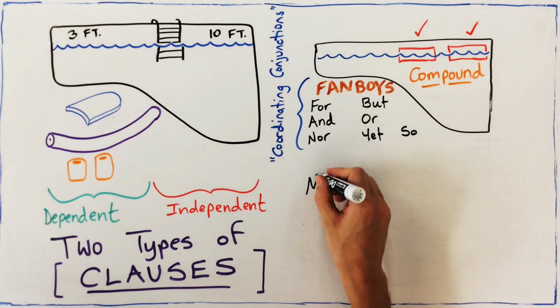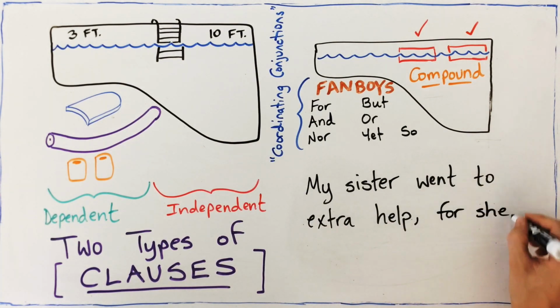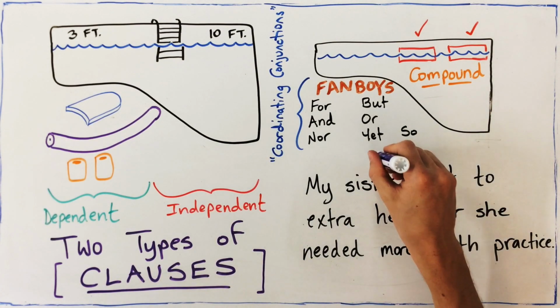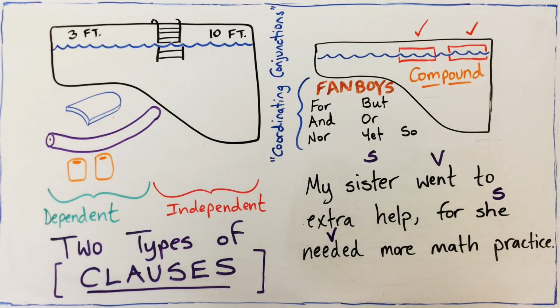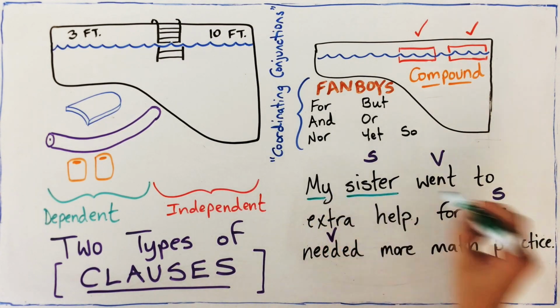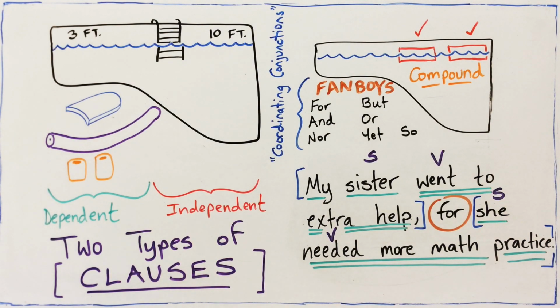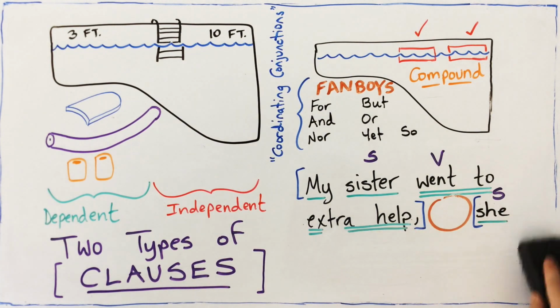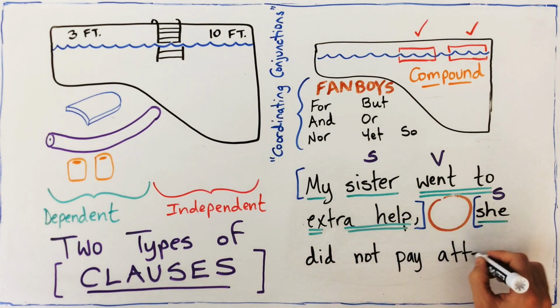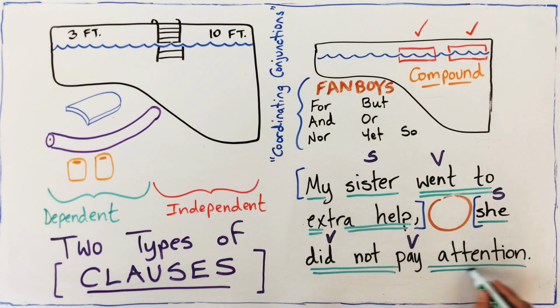See if you can spot the fanboys in this next example of a compound sentence. Yep, right in the middle, for. There's a clause on either side of that word. The first clause, my sister went to extra help, and the second clause, she needed more math practice, can both be sentences by themselves. So these are two independent clauses, and the fanboys is what makes that possible. By swapping out one fanboys for another, we can start to change around the meaning of this or any other sentence. But as long as we have a fanboys in the middle, connecting two clauses on either side, those clauses will be independent, and that sentence will be compound.